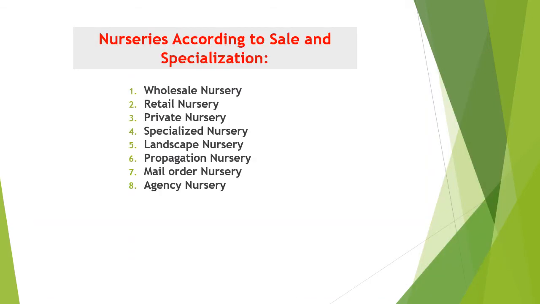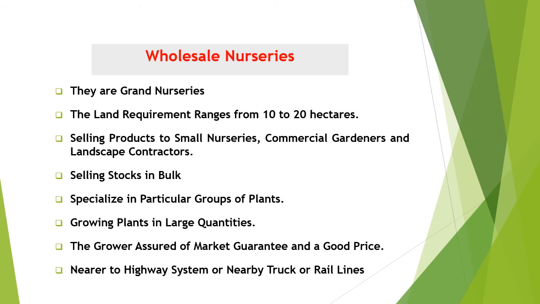Now let us come to the basic point. Nurseries according to the sale and specialization. There are 8 types of nurseries. We'll discuss them one by one. Wholesale nursery, retail nursery, private nursery, specialized nursery, landscape nursery, propagation nursery, mail order nursery, agency nursery. These are the nurseries according to the sale and specialization.